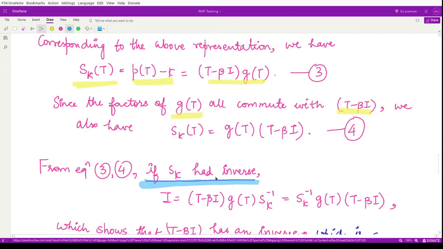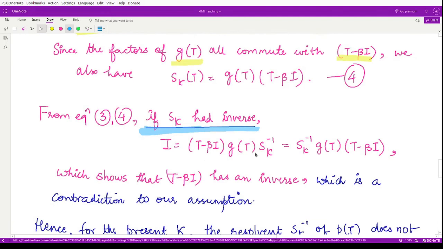What would happen if S_kappa had an inverse? Let's see. In that case we can shift this S_kappa(T) to this side, so that we have (T minus beta) into g(T) into S_kappa inverse. And this would again be equal to S_kappa inverse g(T) into (T minus beta I). Now coupling these two terms together, we can see that this term commutes with T minus beta I. Therefore from here we obtain an inverse for T minus beta I.